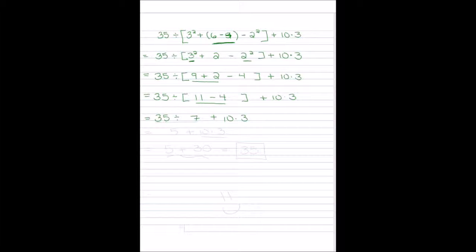Now I need to do exponents. There are no exponents available in this problem. So I go straight to multiplication and division. I have division and I have multiplication. So I want to do the division first because I'm going from left to right. So that's going to give me 5, 35 divided by 7. And then I'm going to do the multiplication. And that's going to give me 30. The last step I have to do is the adding, and then that's going to give me 35. So your answer for this problem is 35.